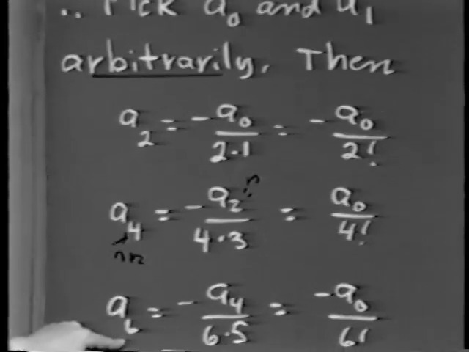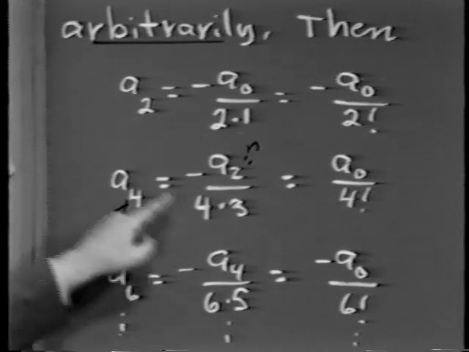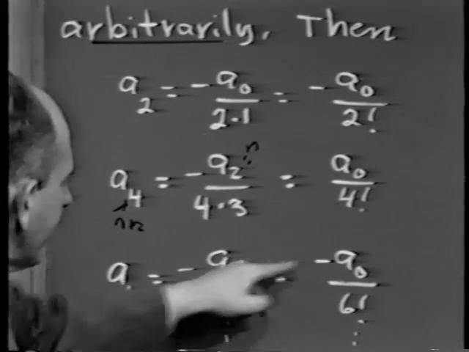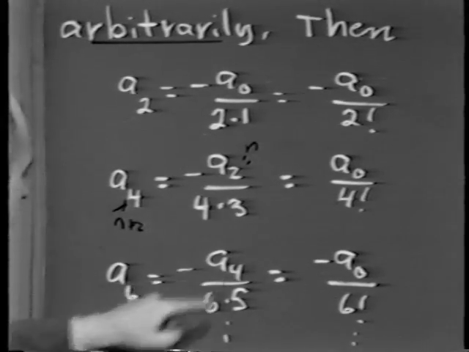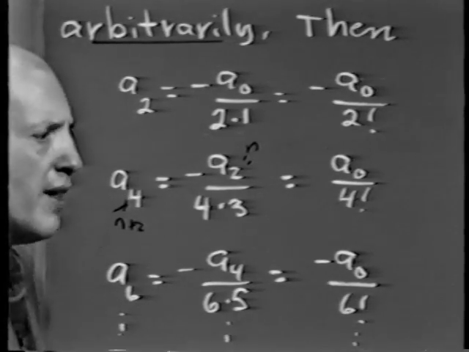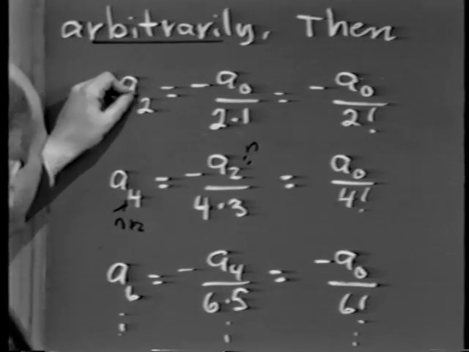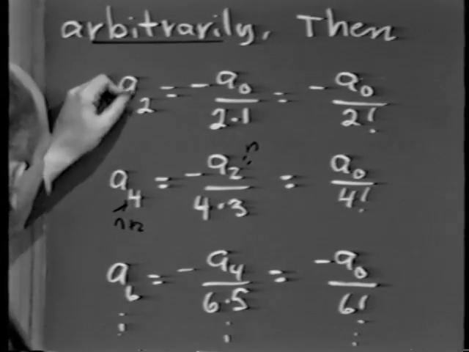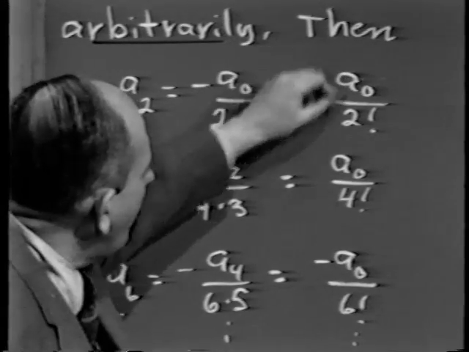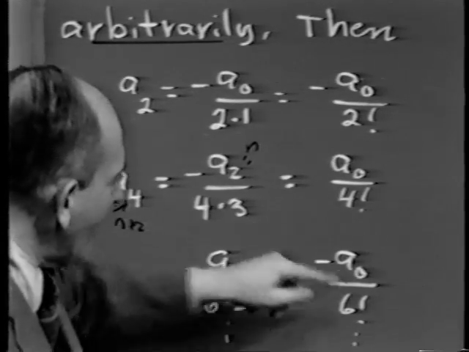Similarly, a sub 6 is minus a sub 4 over 6 times 5. A sub 4 is a0 over 4 factorial. So substituting that value of a4 in here, I get that a6 is minus a0 over 6 factorial. And without beating this thing to death, notice that I can find every even subscripted a2, a4, a6, a8, etc., in terms of a0 times something. In fact, I think you can see what's starting to develop over here.